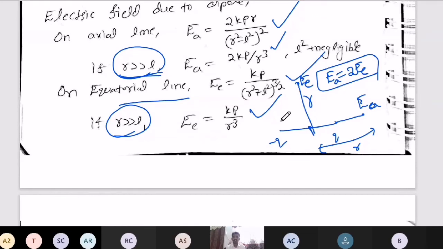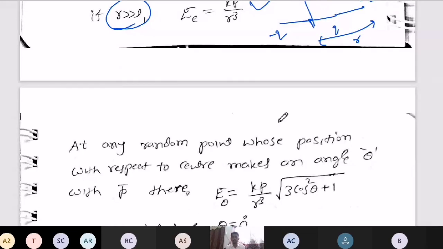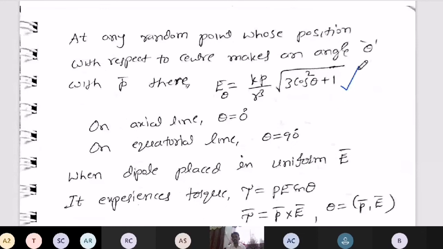So this way please try to remember the formula. And this is the formula for the electric field due to a dipole at any random point at an angular position theta, where theta 0 means the axial line and theta 90 means the equatorial line. So this is how the questions will be asked.